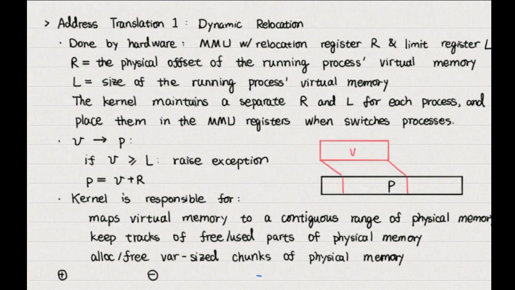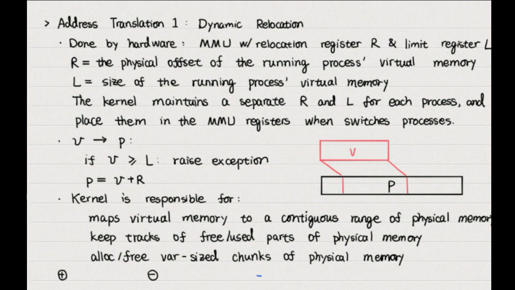The translation from virtual address V to physical address P is done as the following. If the virtual address is larger than the range of the virtual memory, that is, V is greater than or equal to L, then it cannot be fed into the virtual memory. This results in an exception. Otherwise, P simply equals V plus R.